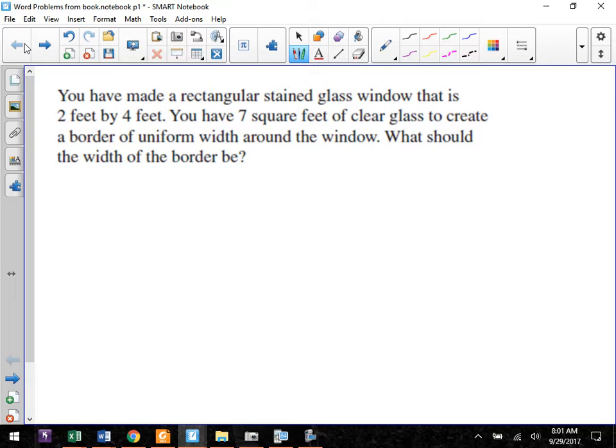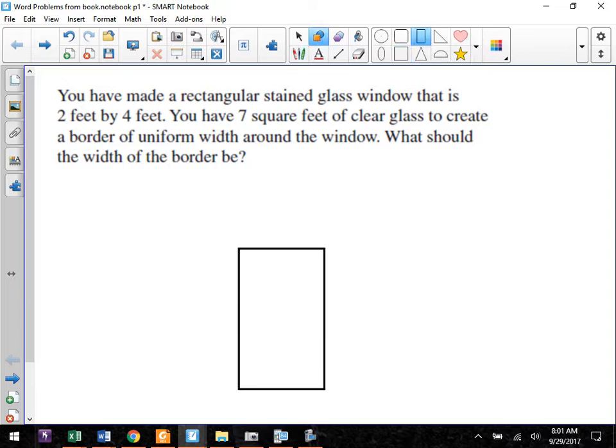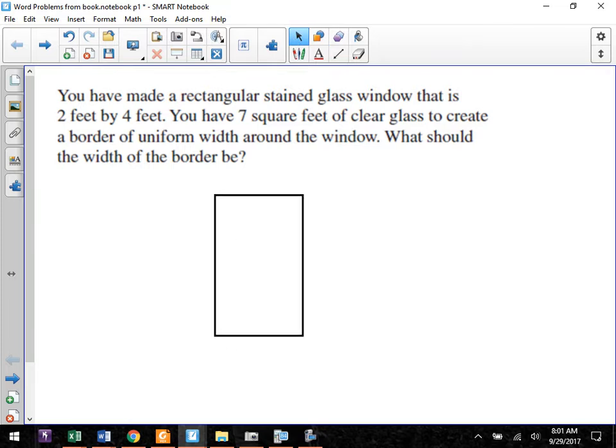You only have 7 square feet of clear glass to create a border of uniform width around said window. All right, border of uniform width. What do you think that means? Exactly. It's an equal border all the way around. Okay? So we have a stained glass window that's 2 foot by 4 foot, and there's going to be a border of uniform width around it. See how well I can draw that.